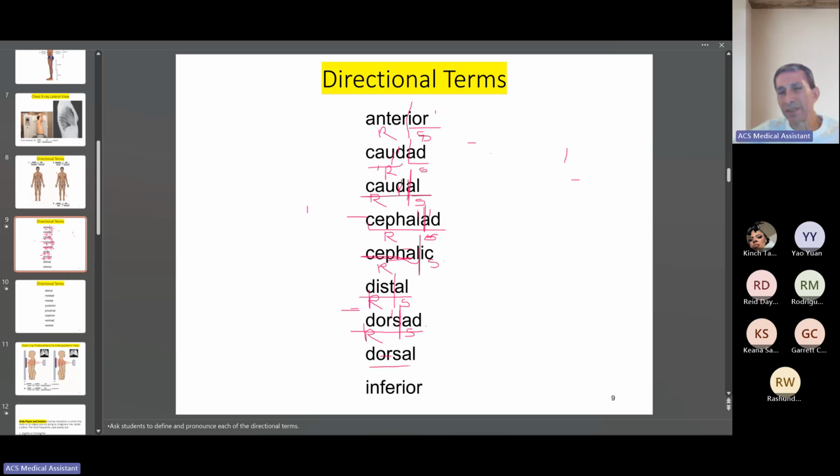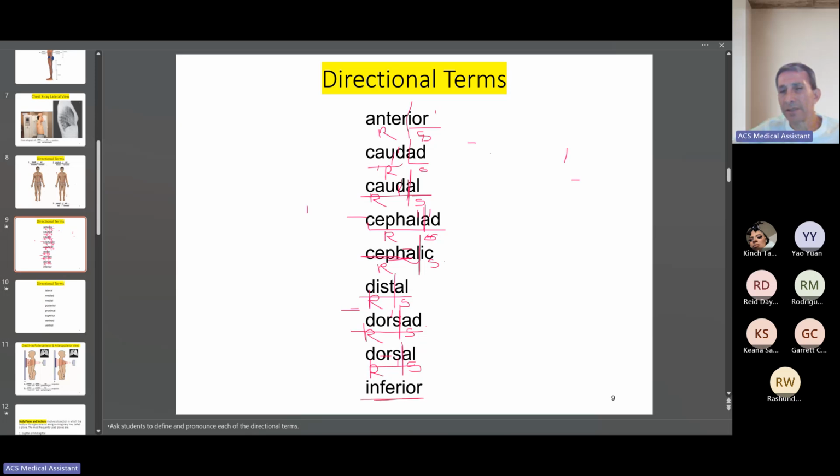Below, we're going to have something very similar, but it means something else, because remember, when the suffix is different, the meaning also changes. Dorsad means towards the back. Dorsal, on the other hand, AL, which is the suffix, means pertaining to. Dors, back, is the word root. So, pertaining to the back.